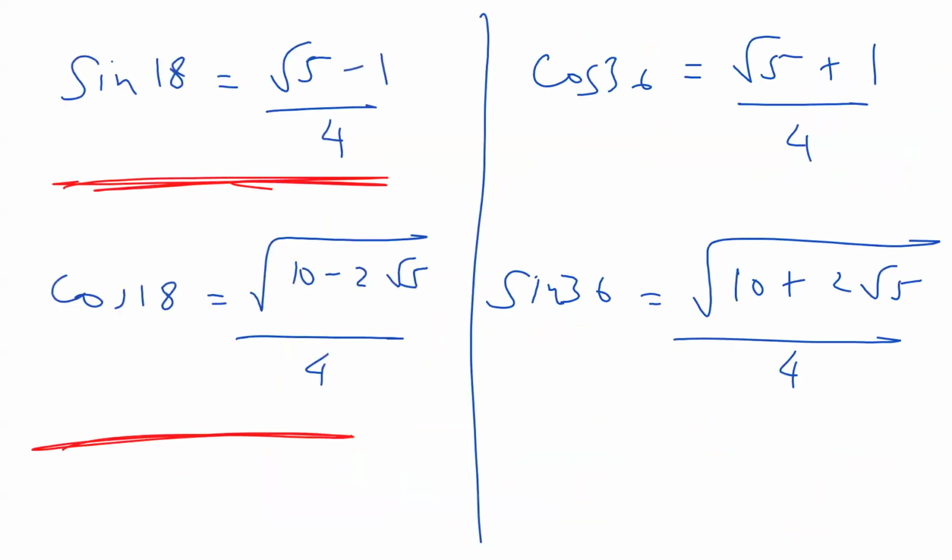One second. I just made a small error. This should be plus, and this is minus. Make this change. By mistake, I wrote this as minus earlier. So this is plus for cos 18, and for sin 36 it is minus. Guys, did you understand this?